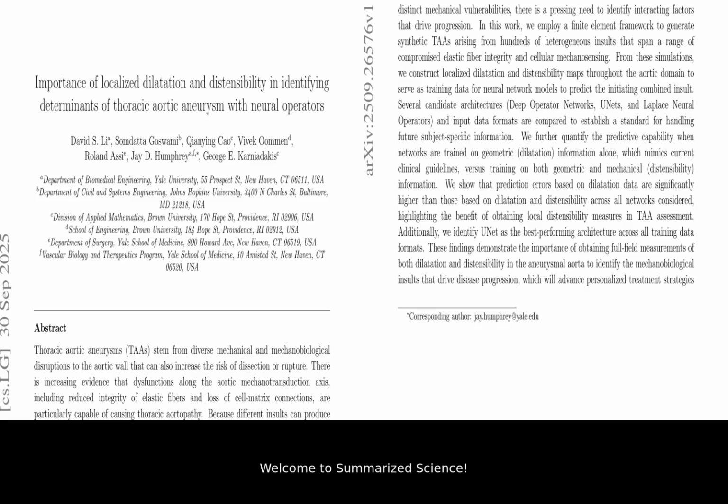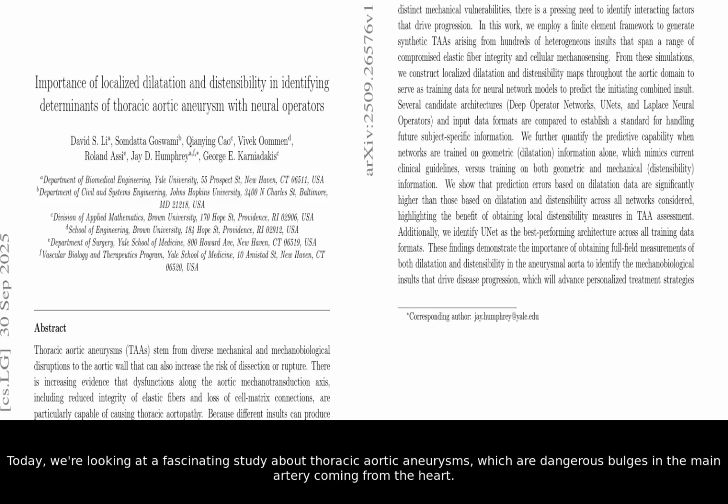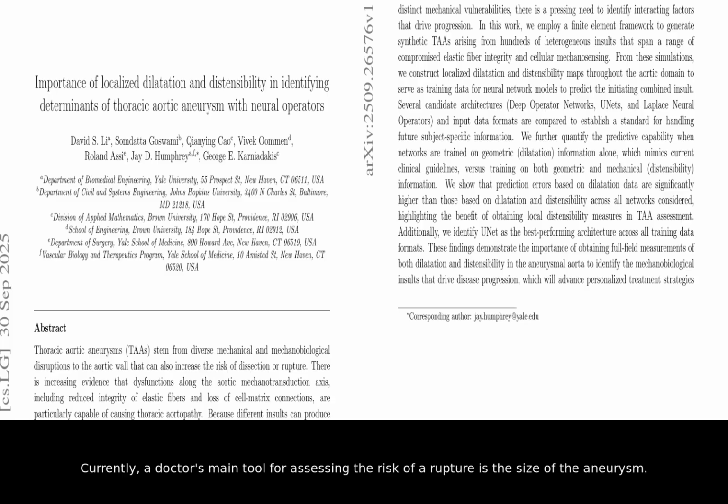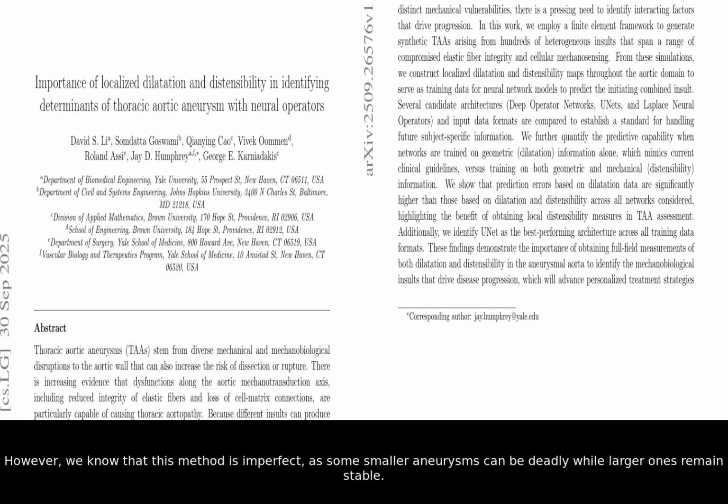Welcome to Summarize Science. Today, we're looking at a fascinating study about thoracic aortic aneurysms, which are dangerous bulges in the main artery coming from the heart. Currently, a doctor's main tool for assessing the risk of a rupture is the size of the aneurysm. However, we know that this method is imperfect, as some smaller aneurysms can be deadly while larger ones remain stable.